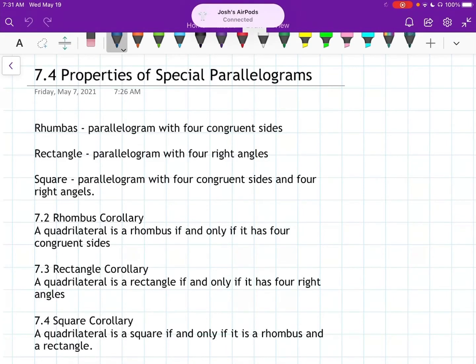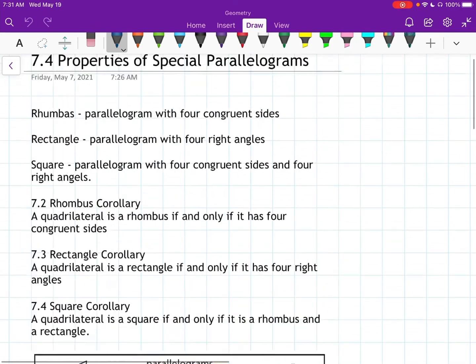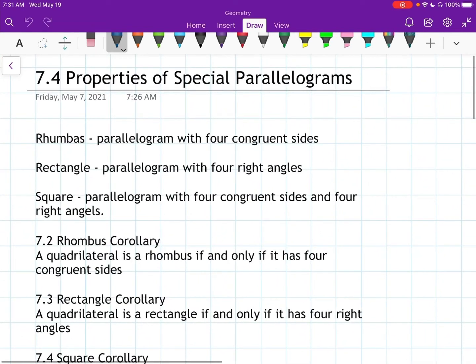Okay, 7.4 Properties of Special Parallelograms. Now I'm going to tell you there's a lot of writing for this one and then only a few examples. But let's look at this. A lot of these words you might already know, but it's good to see the formal definition of them.